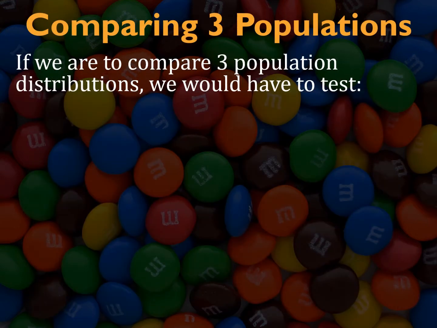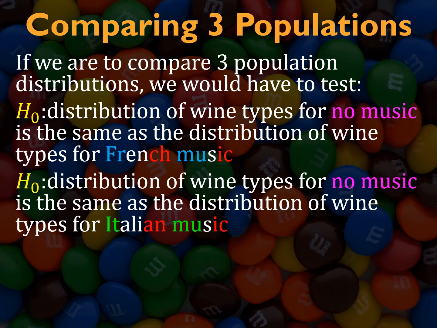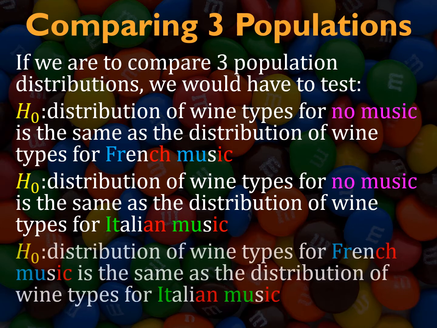If we were to compare three population distributions, we would have to do a very complicated test. The null hypothesis would be that the distribution of wine types for no music is the same as the distribution of wine types for French music. And we'd also have to test the null hypothesis comparing no music to Italian music, and finally, French music to Italian music. So we'd have to do three significance tests.